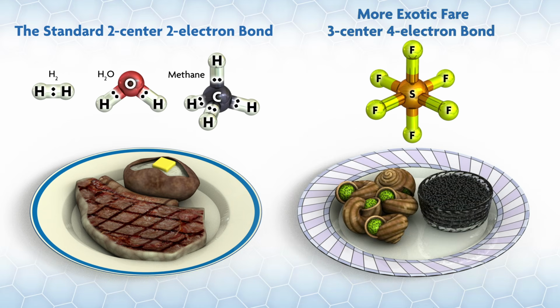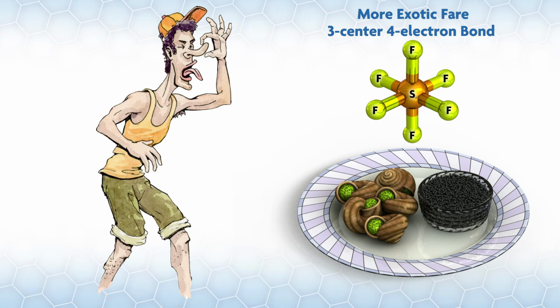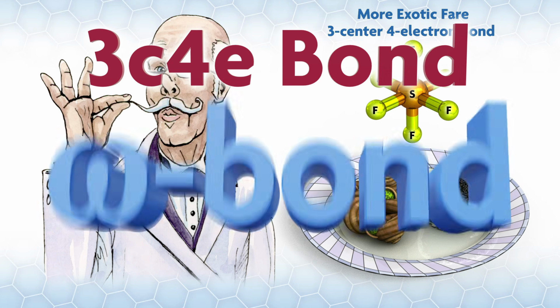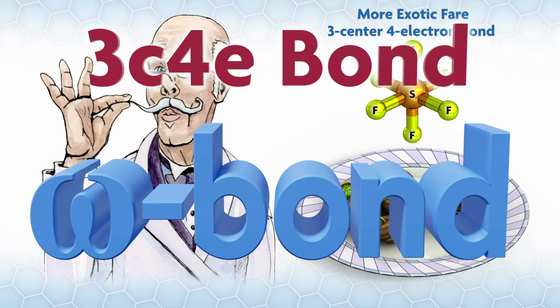However, there are more exotic bonds out there that are sometimes important. The escargot or caviar of bonding. Some eschew these exotic bonds, turning up their nose at the finer things in life. On this channel, we do not. We embrace the exotic sides of chemistry, so here is the first of these more exotic fare, the 3-center 4-electron bond, sometimes called the omega bond.